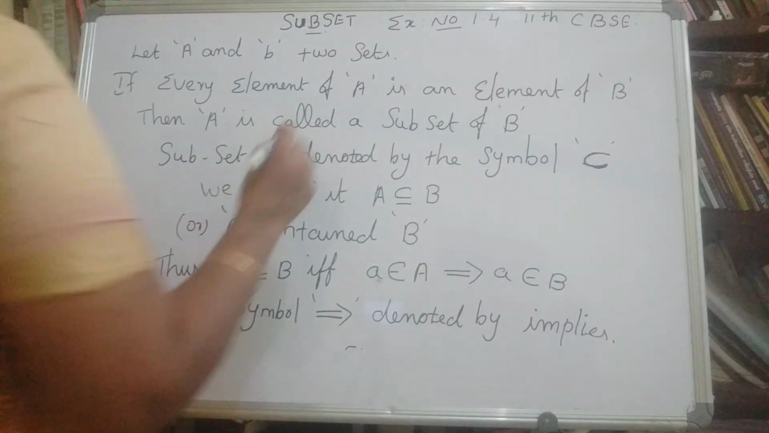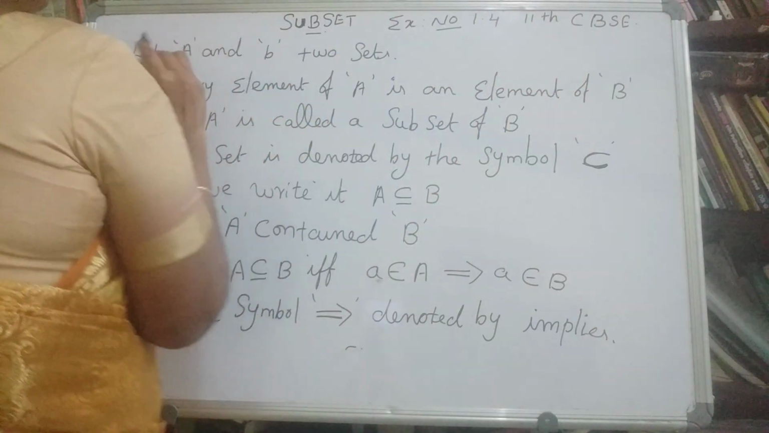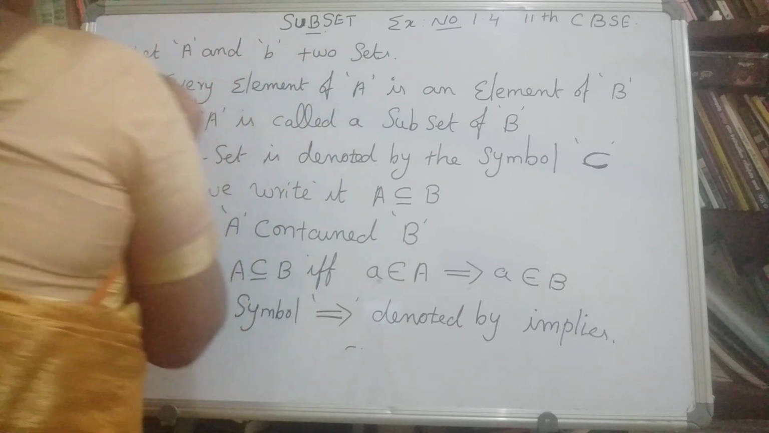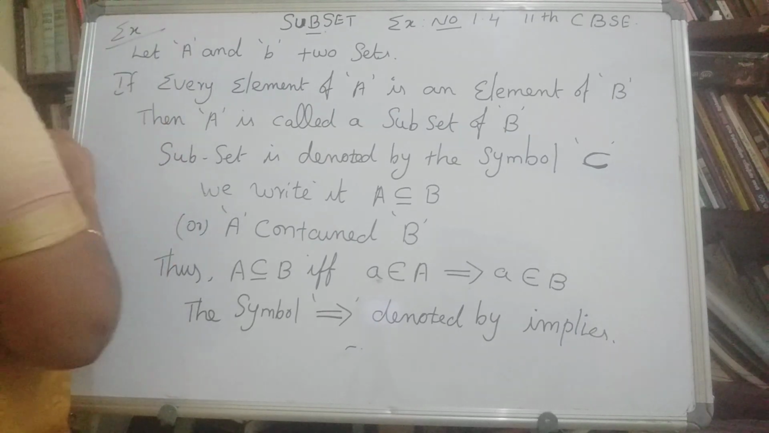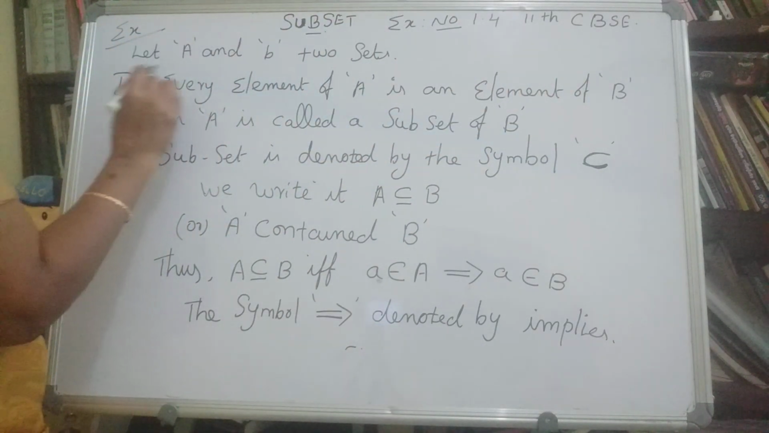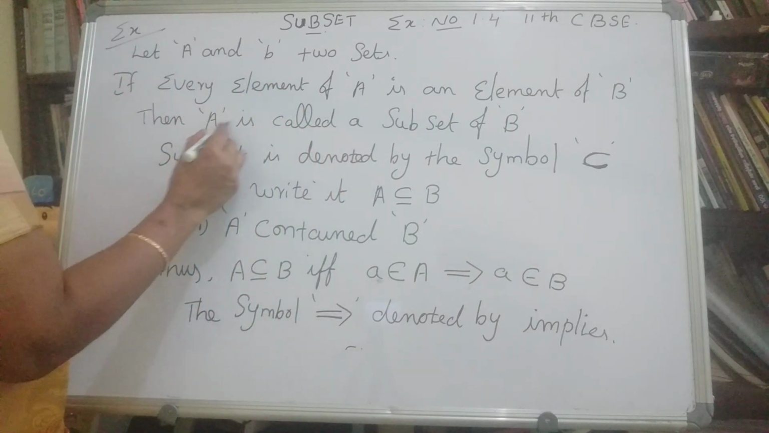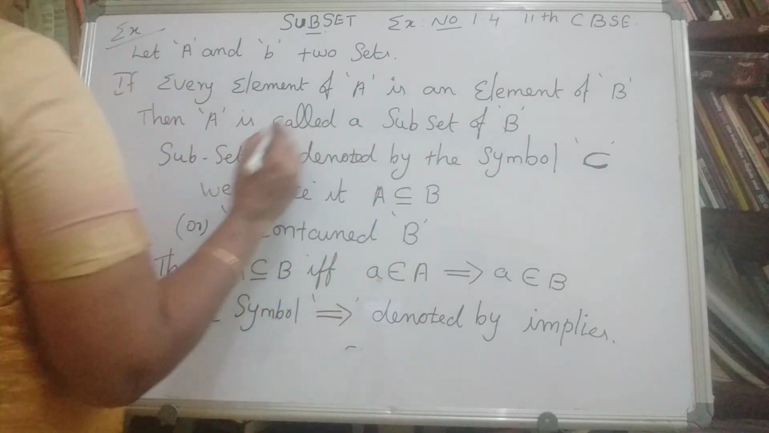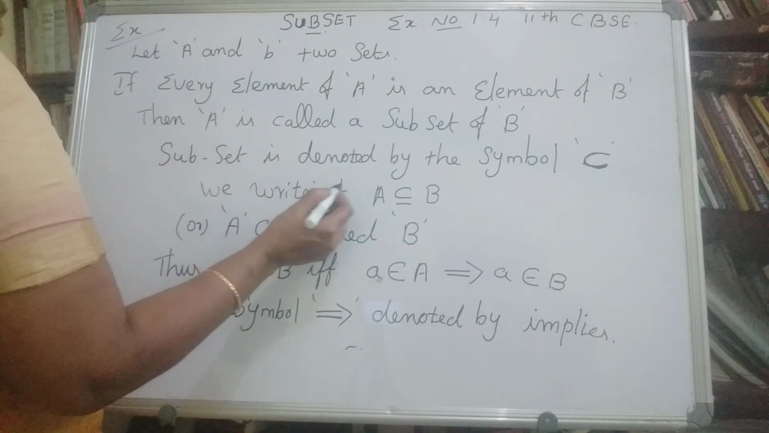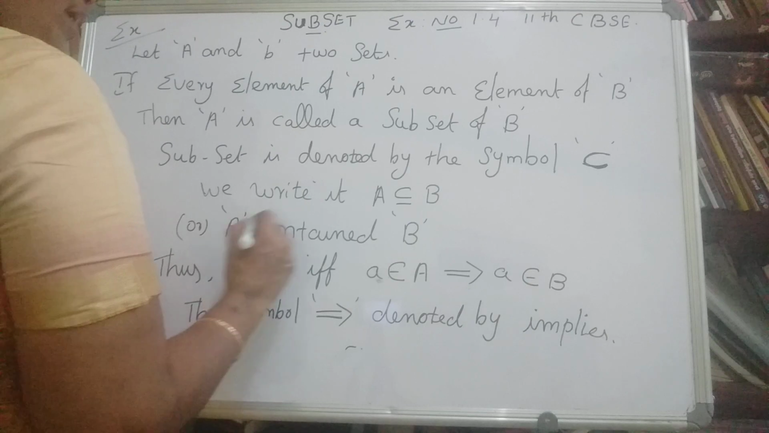That's all. Now, once again, this chapter is subset, exercise 1.4, 11th CBSE. What is a subset? Let A and B be two sets. If every element of A is an element of B, then A is called a subset of B. Subset is denoted by this symbol. We write it as A is a subset of B, or A is contained in B.